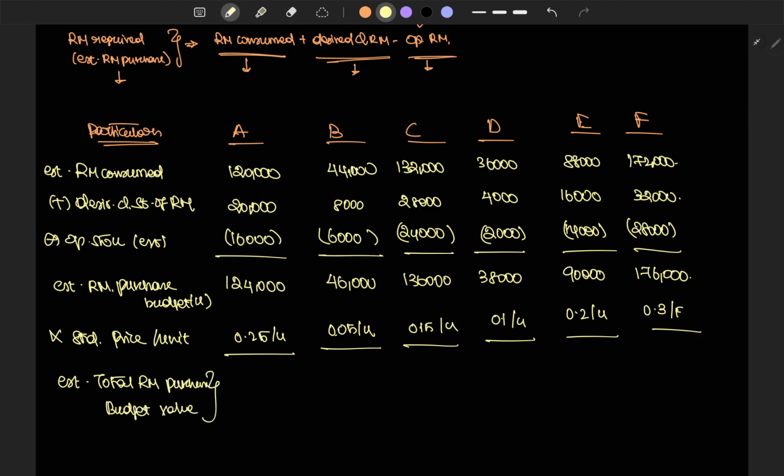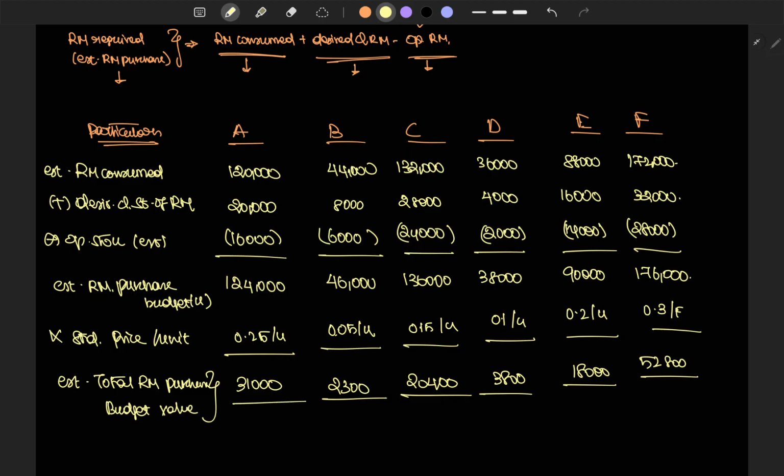Okay, let's multiply all these values now. 1,24,000 into 0.25 is 31,000. 46,000 into 0.05 is 2,300. 1,36,000 into 0.15 is 20,400. 38,000 into 0.1 is 3,800. 90,000 into 0.2 is 18,000 for RME. 1,76,000 into 0.3 is 52,800 rupees for RMF.